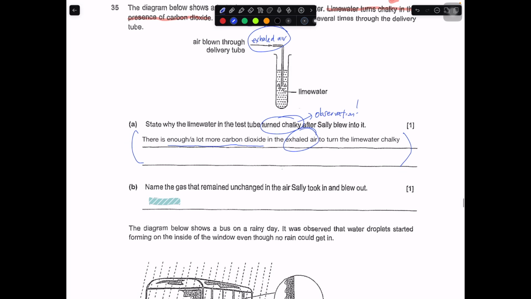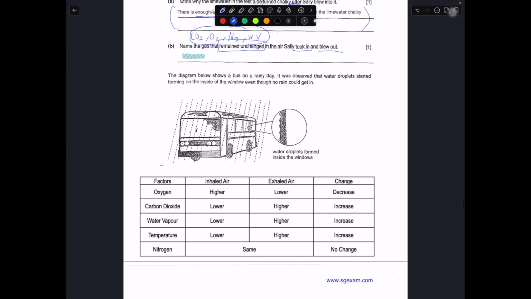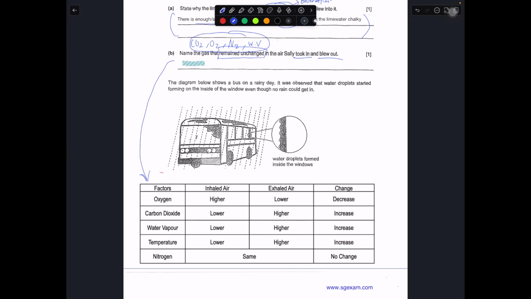Name the gas that remains unchanged in the air that Sally took in and blew out. So for this, the gases that we are really concerned with are carbon dioxide, oxygen, nitrogen, or water vapor. These are the four gases that we are more or less concerned with, and it will be one of these gases. So let me just do a recap on this part and see which one is the answer.